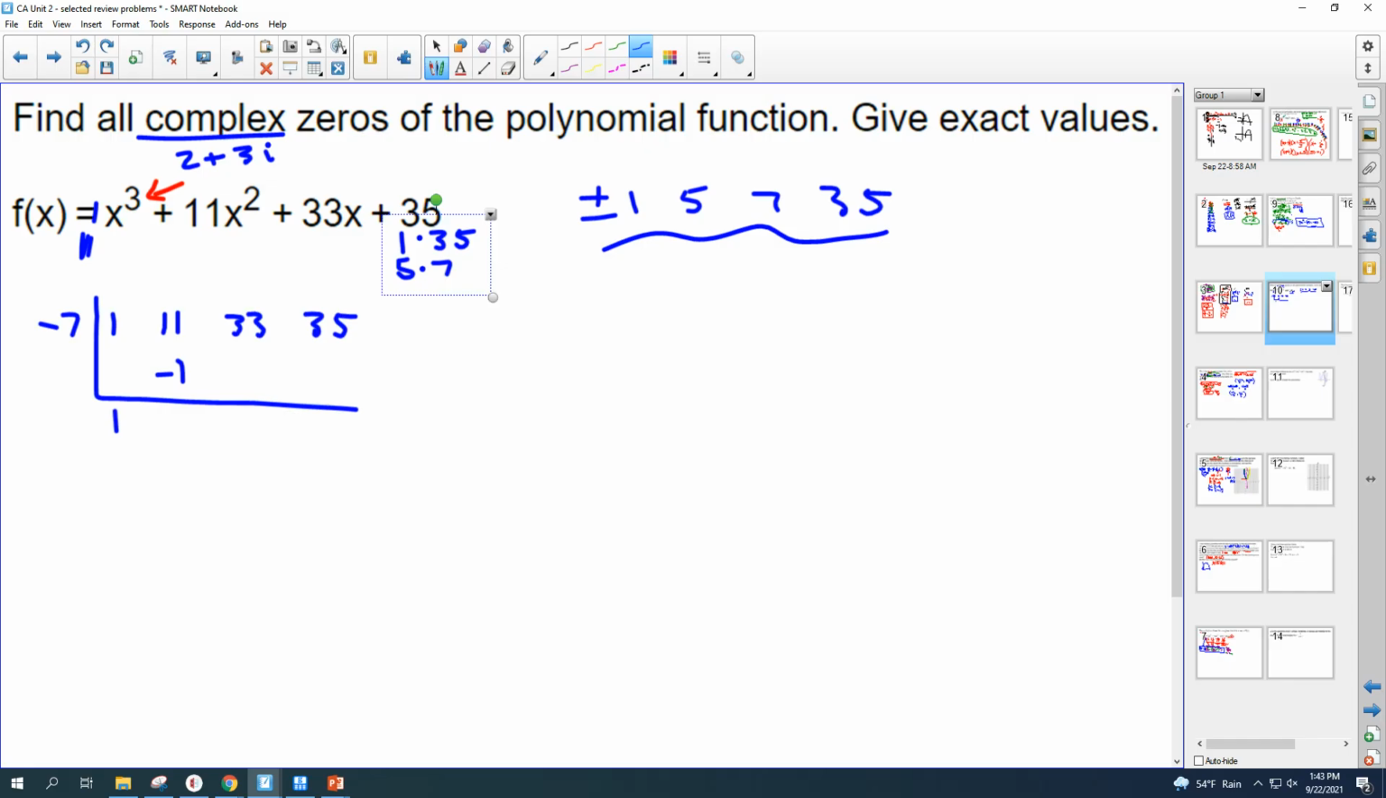Add down and multiply. Add down and multiply. Add down and multiply. Add down. Okay, good. I knew that was going to happen. Of course, it was going to happen because I could see on the graph that -7 was going to work. That's one of my zeros. There are 2 more. They didn't show up in that picture because they're going to have imaginary parts.